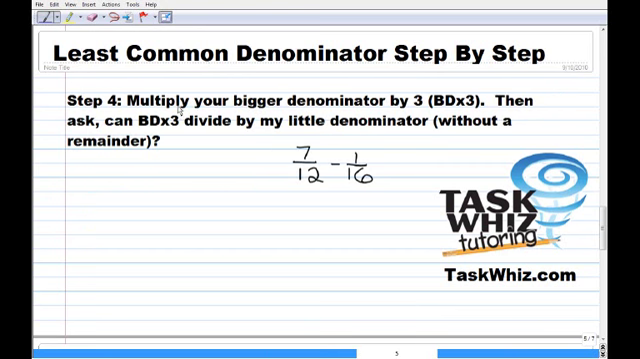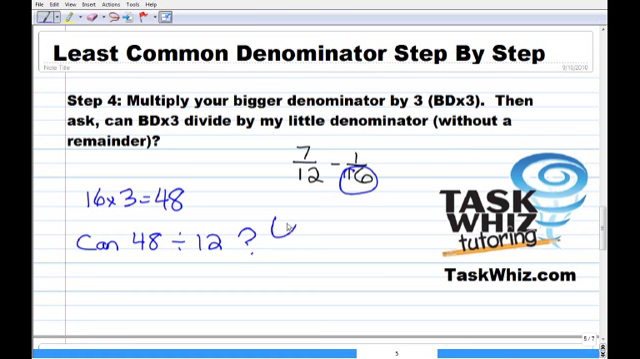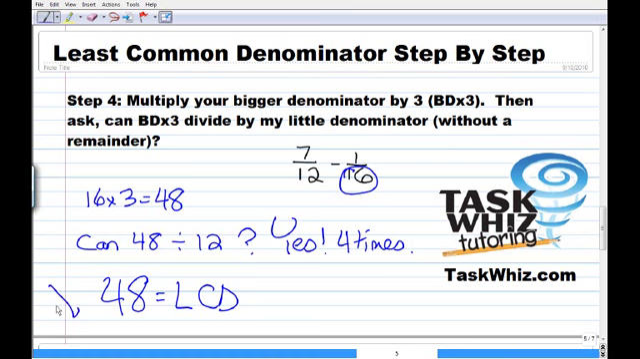Now we have to multiply our bigger denominator by 3. And then we ask, can that number divide by our little denominator with no remainder? So we take 16 and we multiply it by 3 in our minds, and that number is 48. Then we ask the question, can that number 48 divide by our little denominator 12 with no remainder? And the answer is yes, 4 times. Therefore, 48 is our least common denominator for this problem.